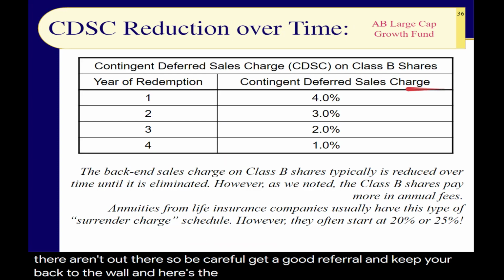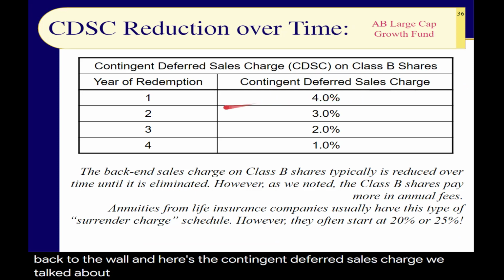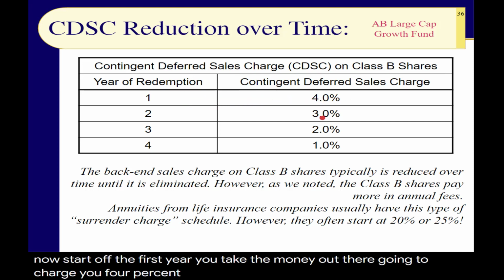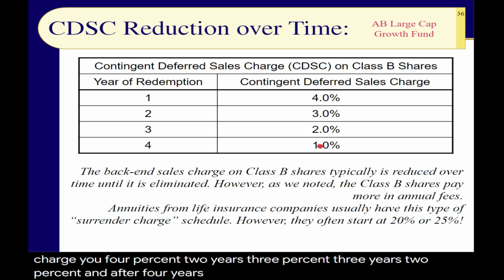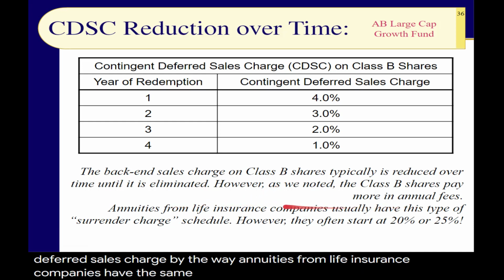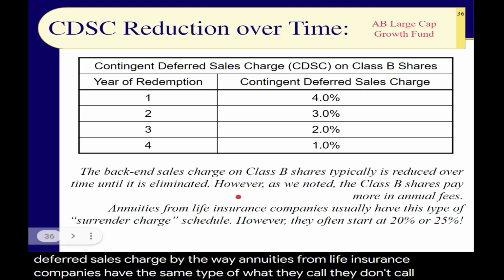And here's the contingent deferred sales charge we talked about. We already mentioned this. The AB shares, which are gone now. Start off the first year, you take the money out, they're going to charge you 4%. 2 years, 3%, 3 years, 2%, and after 4 years, 1%, and after 5 years, you will not pay any back-end contingent deferred sales charge. By the way, annuities from life insurance companies have the same type of what they don't call it the contingent deferred sales charge.